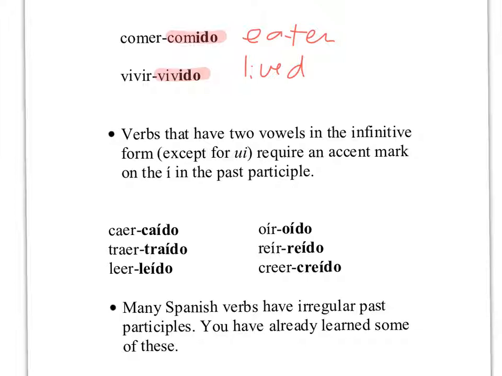Verbs that have two vowels in the infinitive form, except for UI, require an accent mark on the letter I in the past participle. For example, if we have the verb caer, it would become caído, which means fallen. If we have the verb traer, it's traído, which is brought.